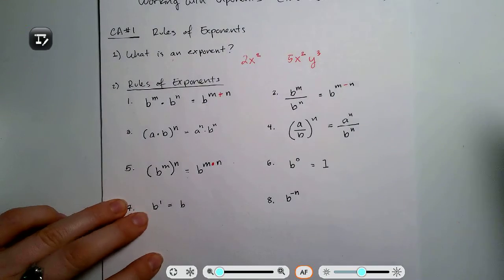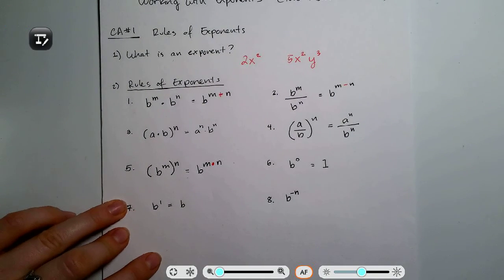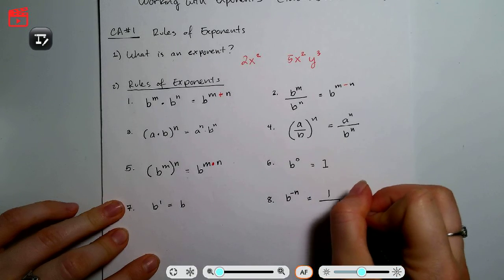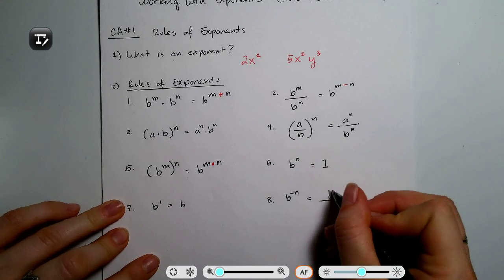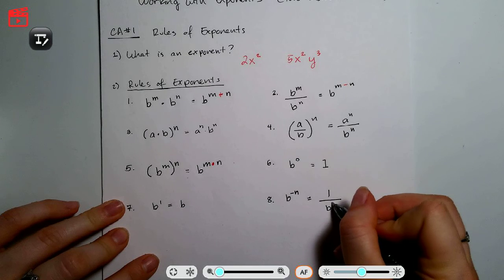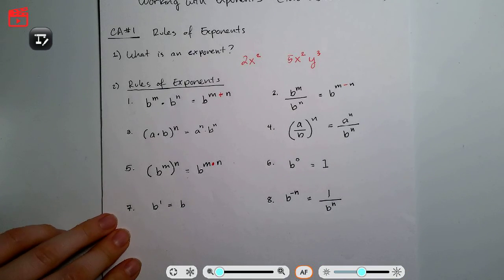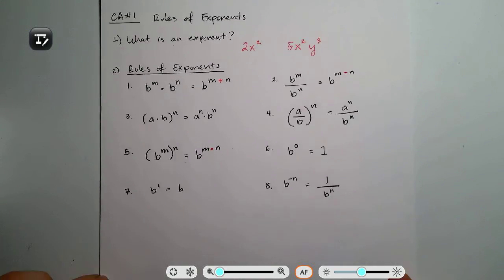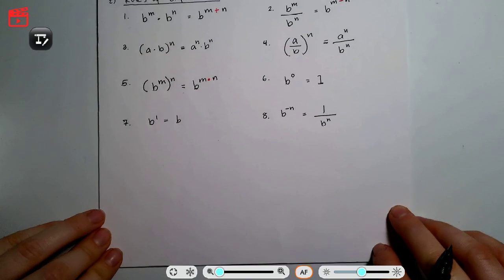Okay, so when we see a negative exponent, we think fish out of water. To make the fish happy, we're going to put it under the water line. Remember, that's a 1. And now my fish is happy. It's a positive exponent. All right, so those are the rules of exponents. We'll do a few examples with them for class activity number 1, and then we'll move on to class activity number 2.